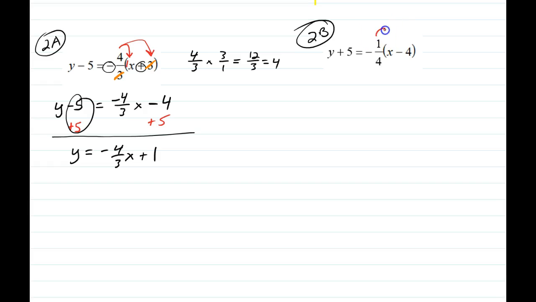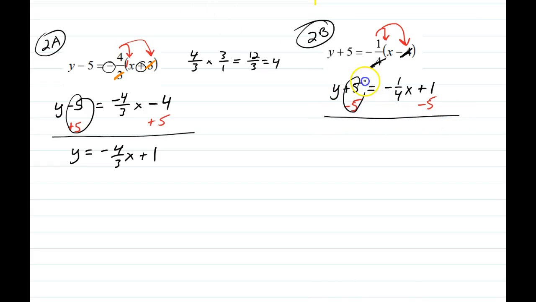Alright, let's see if you got it right. We're going to distribute that negative 1/4 in. So we get y plus 5 equals negative 1/4 x. Now we have a negative times a negative, which equals a positive, and 1/4 times the 4. Remember the shortcut, the 4's are going to cancel, and you're left with the top. That gives us 1. Now we minus the 5 over. This becomes 0. So we get y equals negative 1/4 x. Now we have more negatives. 5 minus 1 is 4.